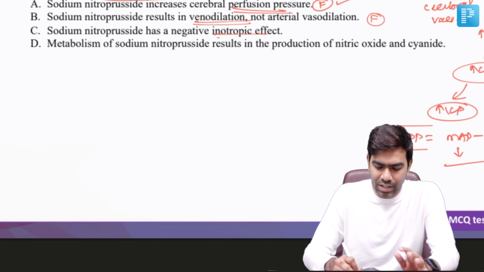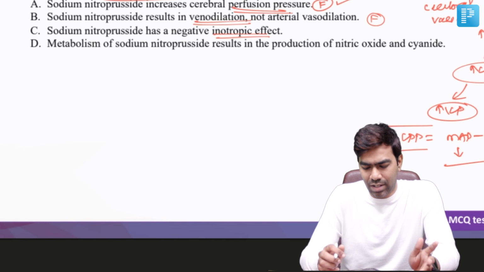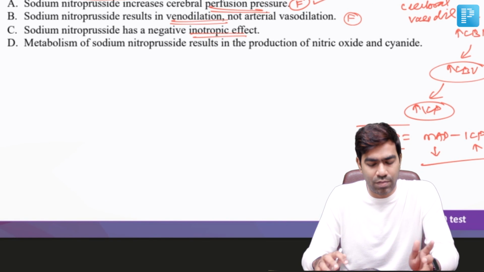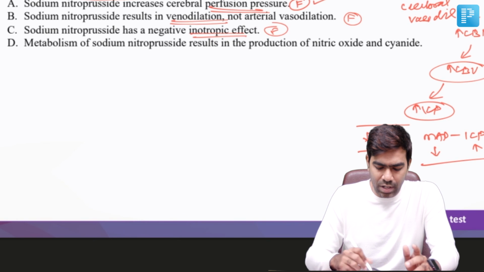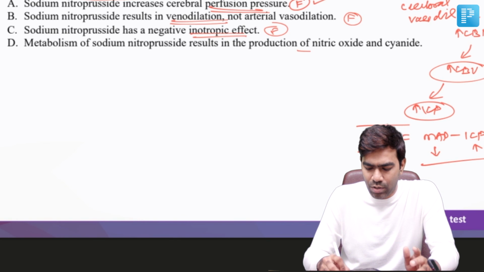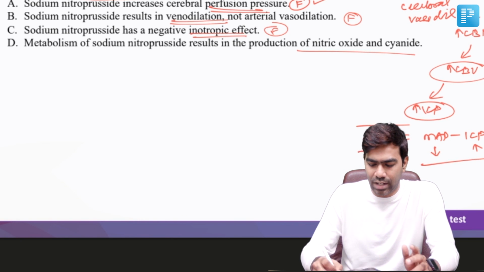And sodium nitroprusside has negative inotropic effect? No, it doesn't have any effect on the inotropic potential of the heart. So this is also a false statement. And metabolism of sodium nitroprusside results in production of nitric oxide and cyanide. So this is a true statement.